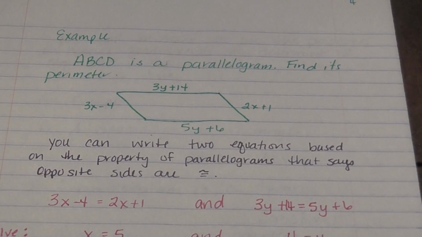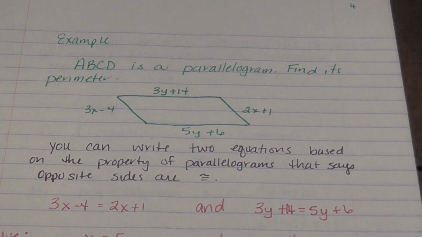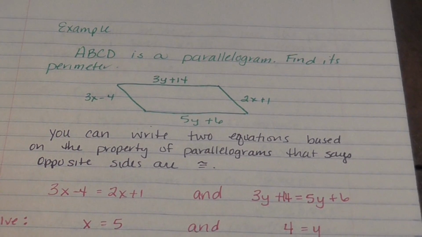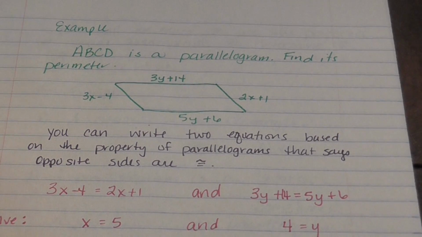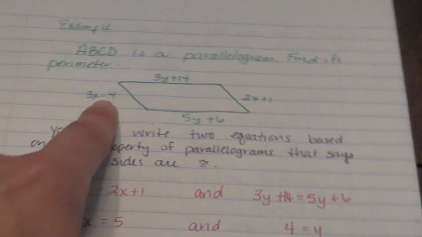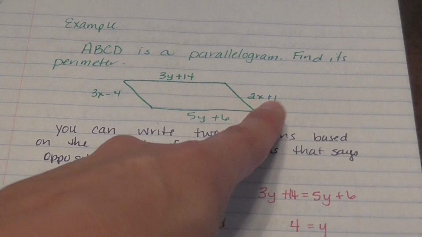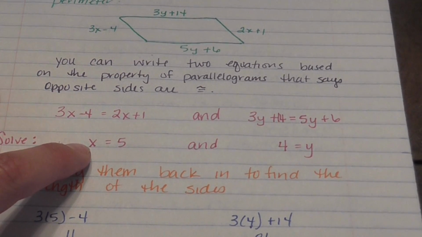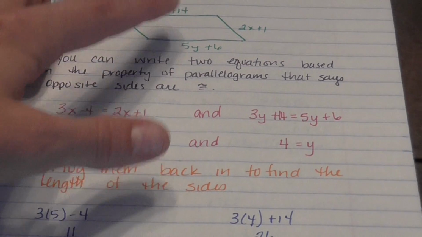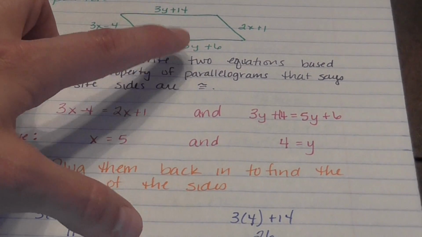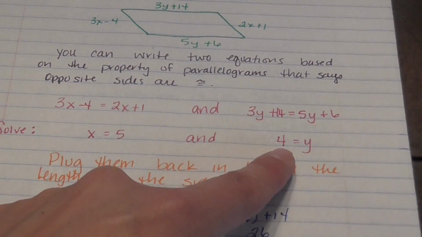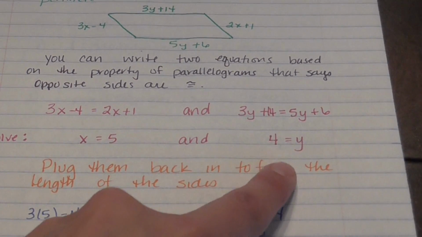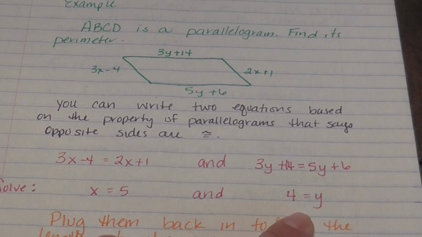Another example, if you're given that ABCD is a parallelogram, find the perimeter. Alright, so now we're going to need to write 2 equations based on the properties of parallelograms. If we take a look here, I've got 3x minus 4 and 2x plus 1. I can set those equal to each other and find that x equals 5. I can also set my 3y plus 14 and 5y plus 6 equal to each other and find that y equals 4. But it's not asking you to solve for the variables, it was asking you to find the perimeter.